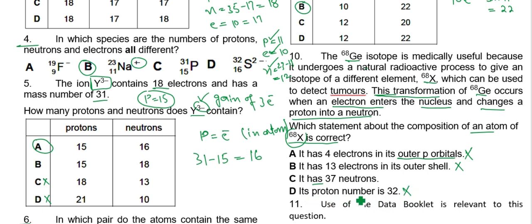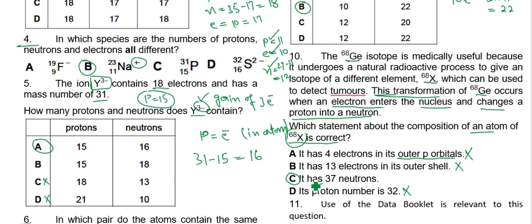He says its proton number is 32. As I clearly mentioned, germanium has 32 protons, but one of its protons is changed into a neutron, so it means it has one less proton. So it should be lower than 32, not exactly 32 or more. So we can easily say this is the right answer.